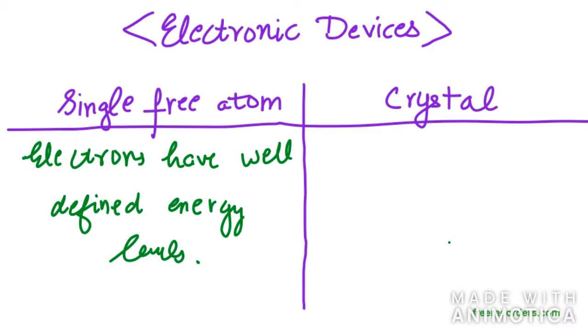So today I will be taking up the next topic, electronic devices. In this, first of all, you should know the difference between the solids, or the solids' characteristics. Now, solids are classified into two parts: one is crystalline and another is amorphous.